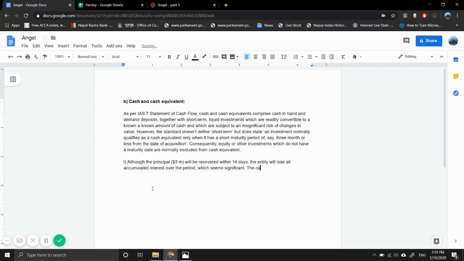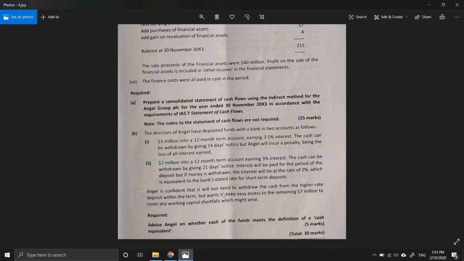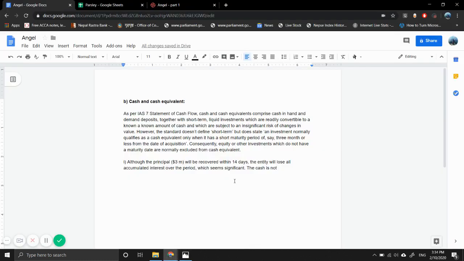Cash is not needed to meet short-term cash commitments. Remember it says over here, right? Confident that you will not need to withdraw the cash from the higher interest rate deposit within the term. Okay, so it does not need it, and so would not qualify as a cash equivalent.